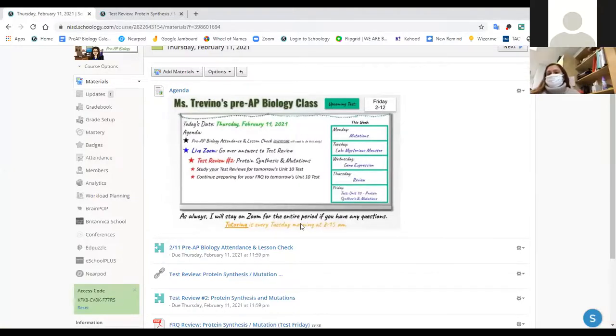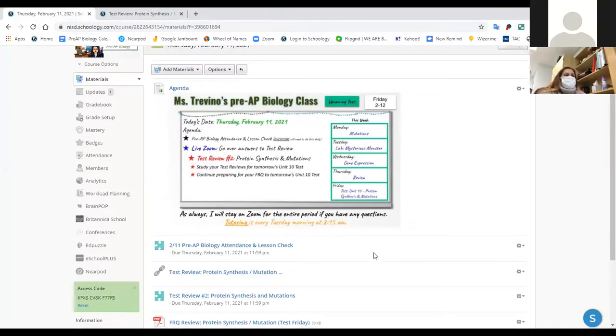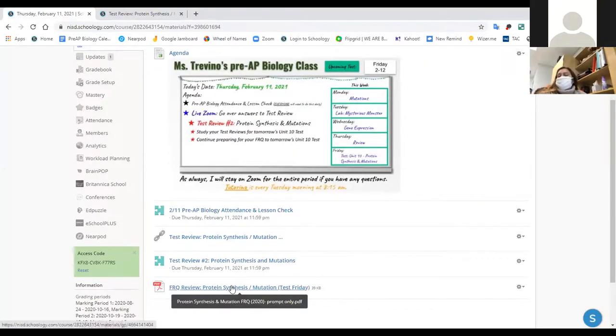So today we're going to go over the answers to the review that I gave you on Monday. And then you do have another test review on protein synthesis and mutations on Schoology. That's your actual assignment today. And then go ahead and prepare for your FRQ as well to make sure you're ready for tomorrow's test.